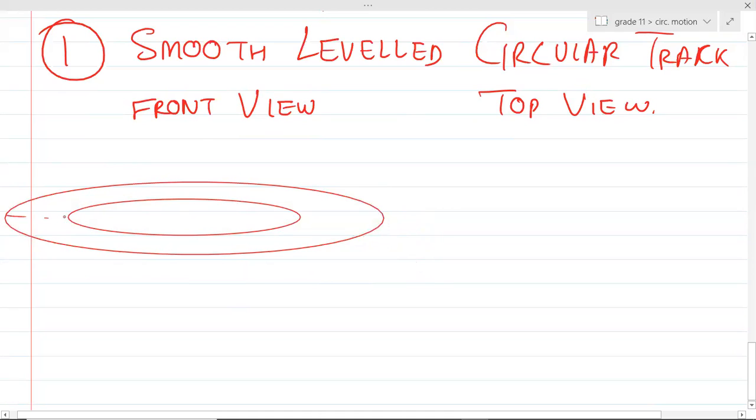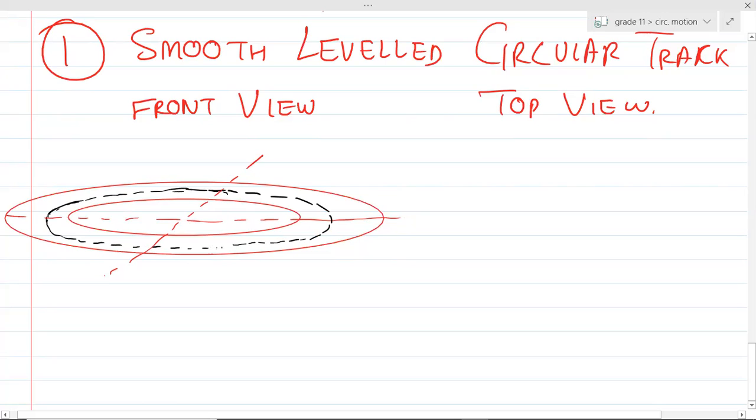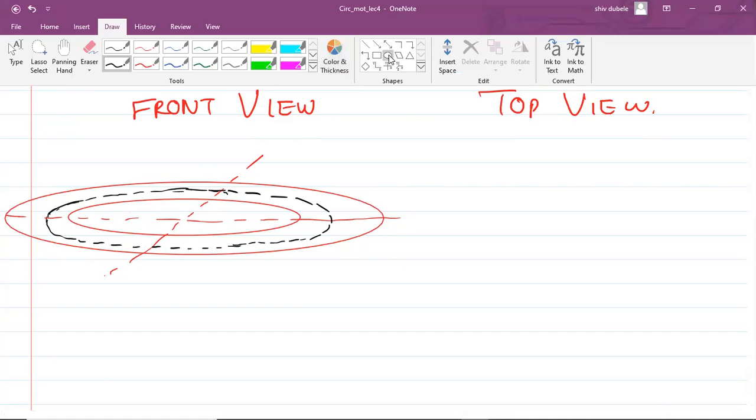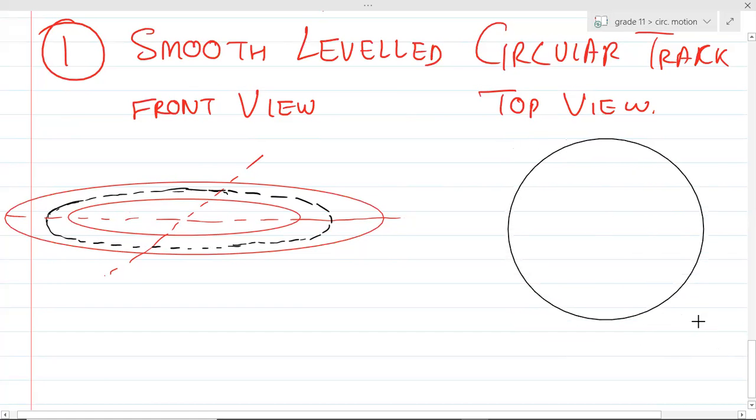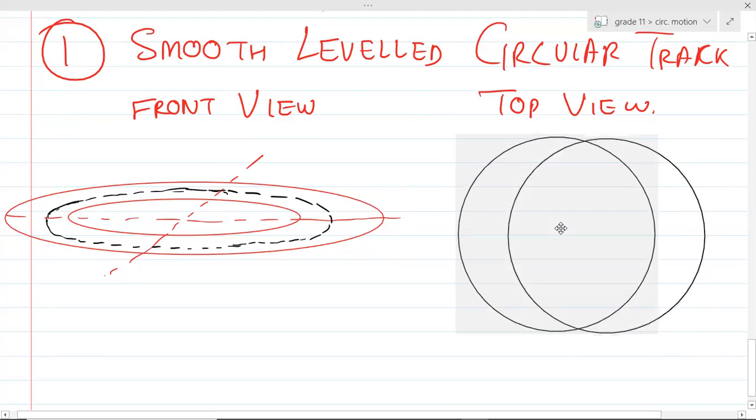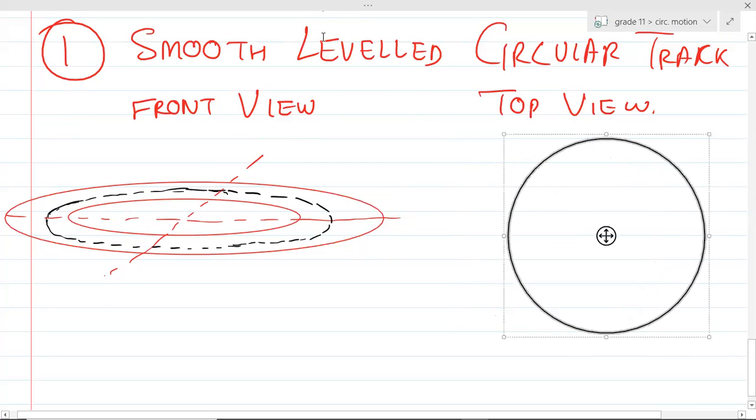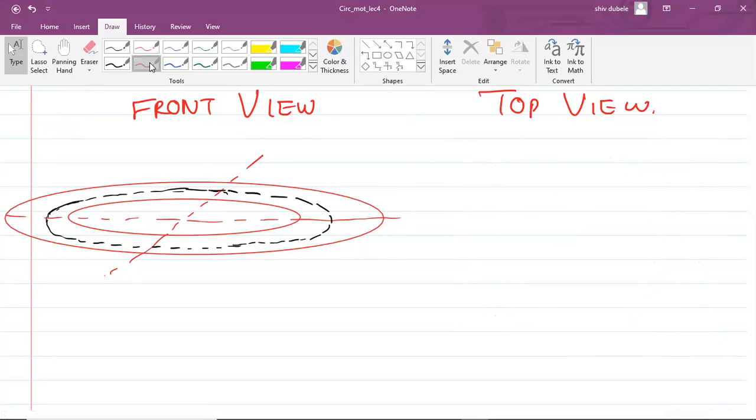Can you see, guys? This is the smooth horizontal ground, and this is your leveled road. Do you remember the white lines inside, which separate the road? You remember the white lines in the middle of the road? Let's say this is the one way. Okay. You understood the circular track, guys? Yes, sir. The top view as well.